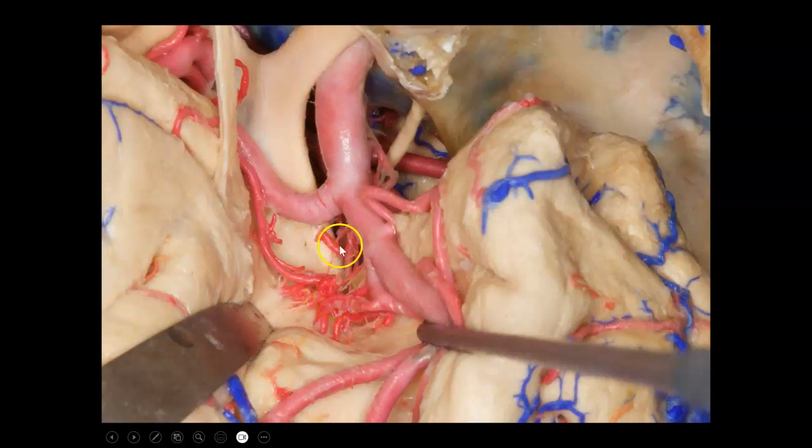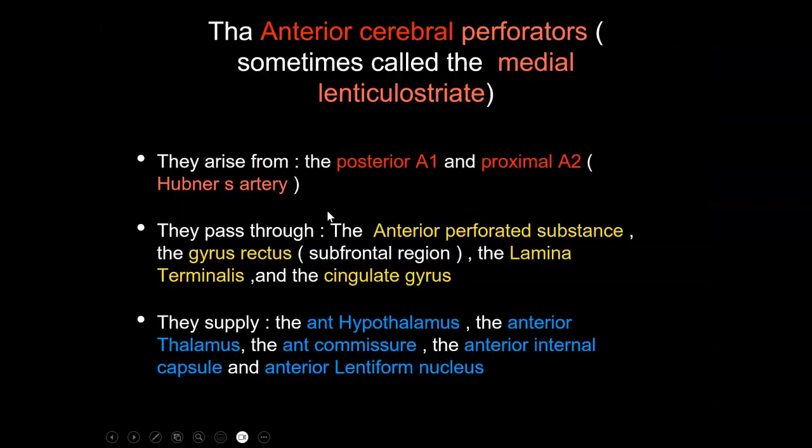So internal carotid perforators come from the bifurcation and choroidal segment. This is the choroidal segment of the internal carotid between the anterior choroidal artery and the bifurcation. Anterior cerebral perforators, sometimes called the medial lenticulostriate group, as we'll see, arise from the posterior A1 and proximal A2.